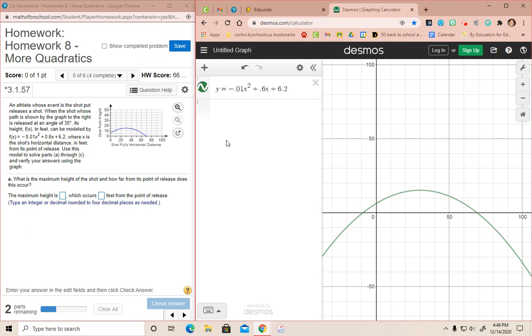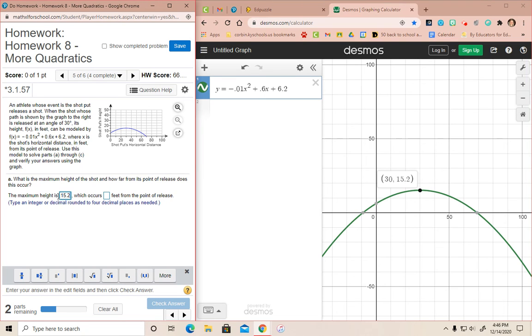And it wants to know the maximum height of the shot and how far from the point of release does it occur. So you're looking for the maximum. So you can click where you think the maximum is, and it'll tell you the values. So the height is 15.2, and it occurs 30 feet. So that's your x, so 30 feet from the point of release.